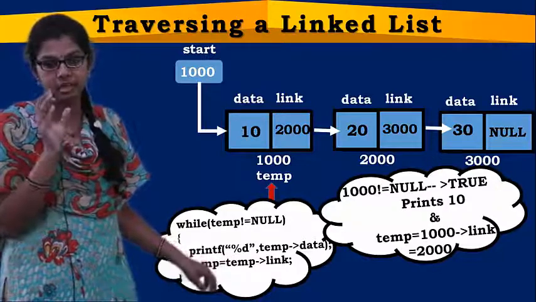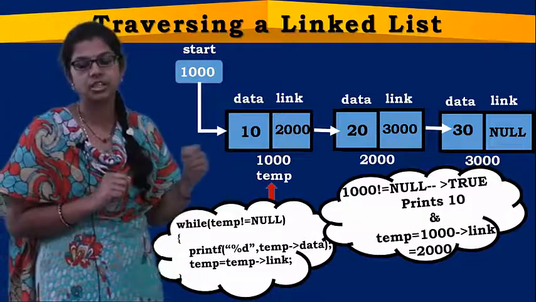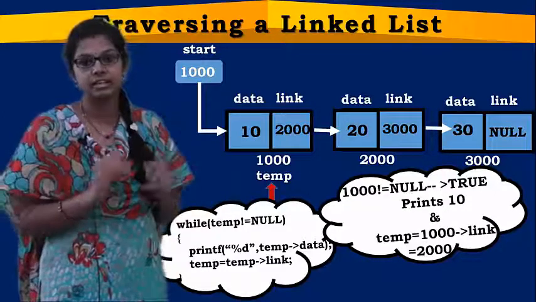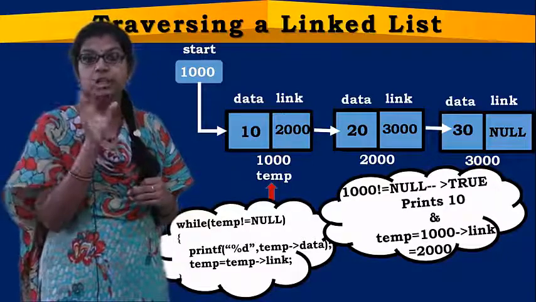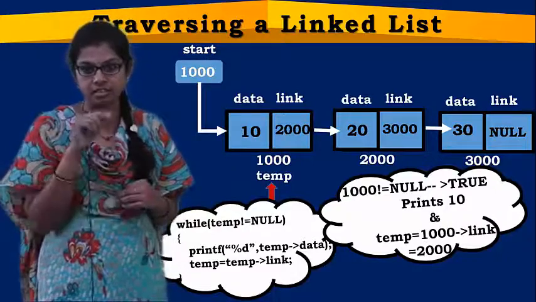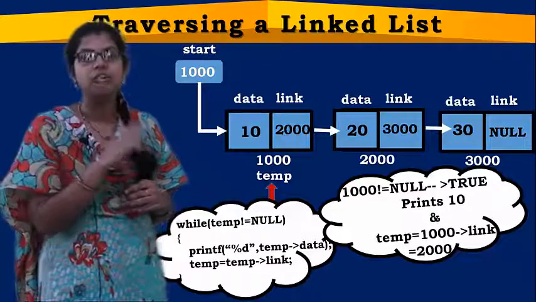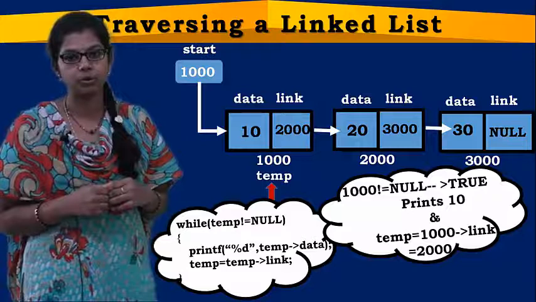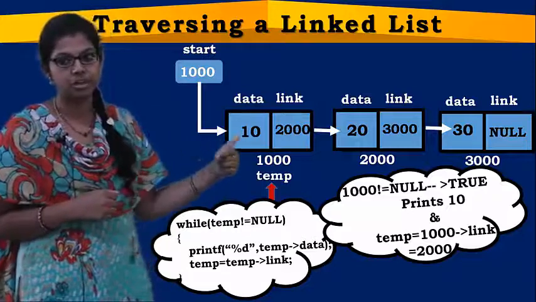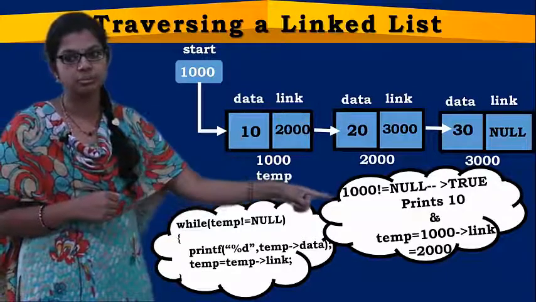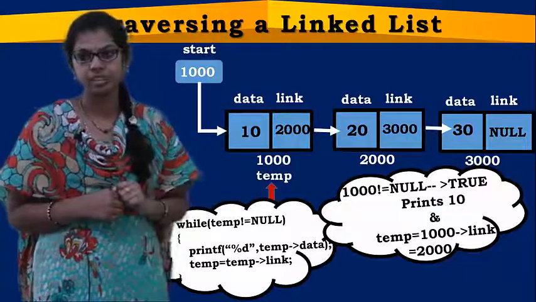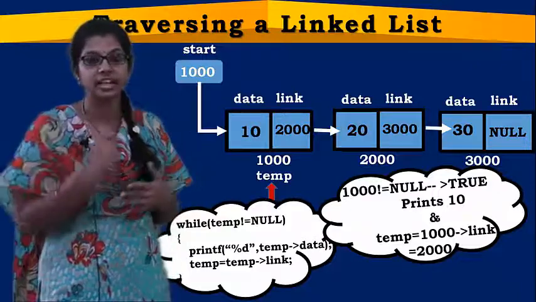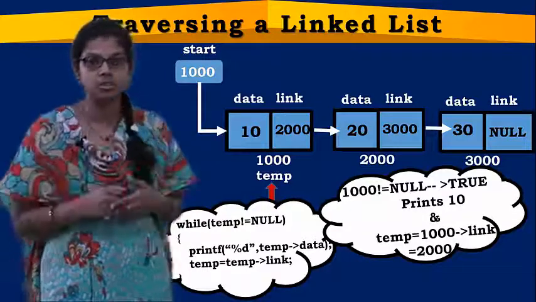See here, 1000. Is 1000 not equal to null? Yes, it's true. It means a node is there. Now temp is pointing to the node at 1000, so you have to display its data part. So printf percent d, temp arrow data. What is its data? 10. So it prints 10. After printing, one node is completed. Now again you have to visit the next node. How to move to the next node?